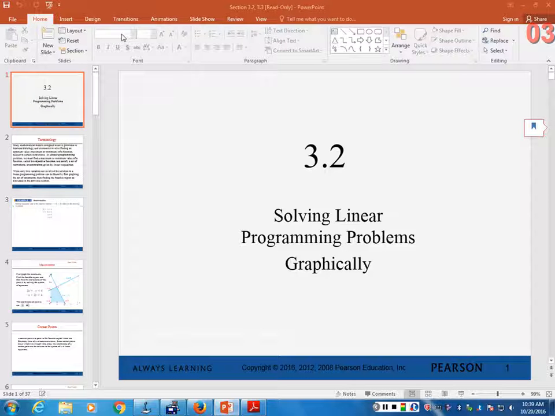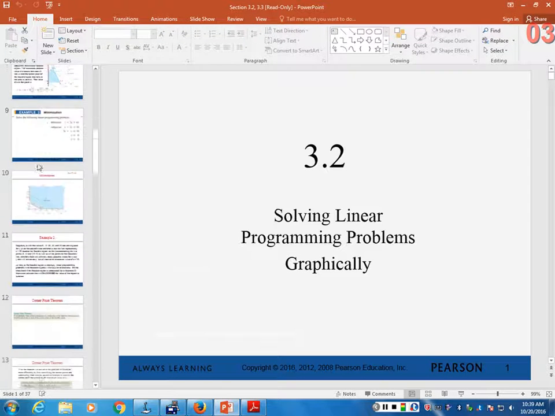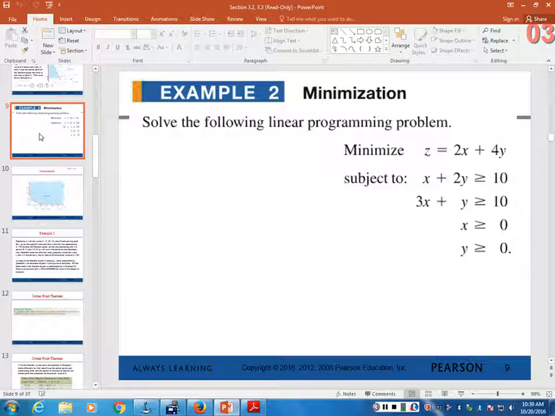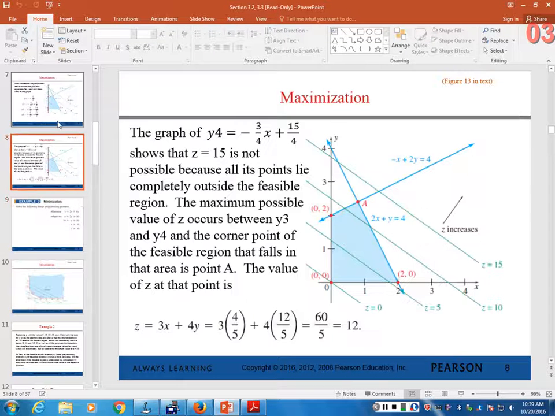So let's pick up with where we were last time, and we were working on a minimization problem. We had just gotten ready to start that one. We had just finished example 1, which was a maximization problem. And one of the things that you'll notice, we don't always have to do the equations with z every single time. We don't always have to do those green lines. The reason for doing those was to show you that z was increasing as you move outward.